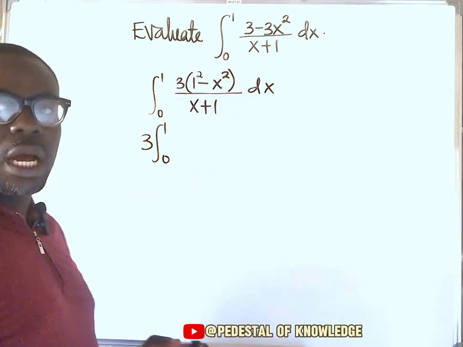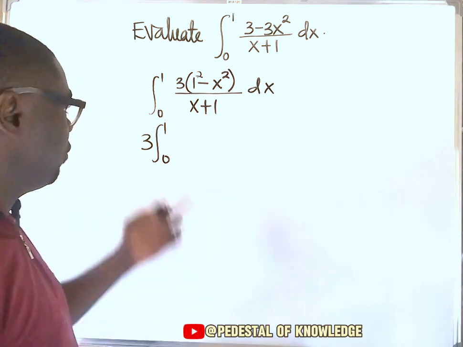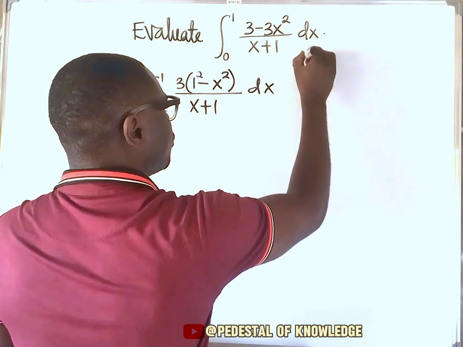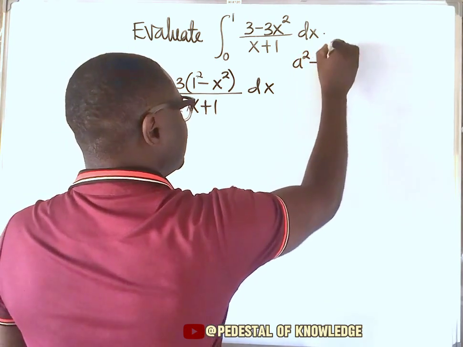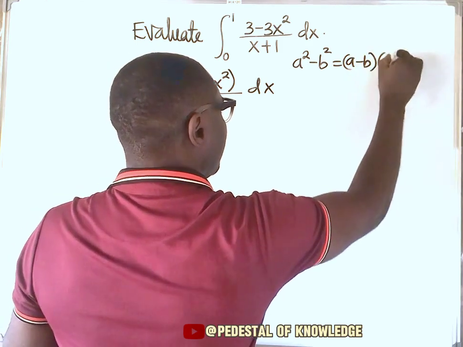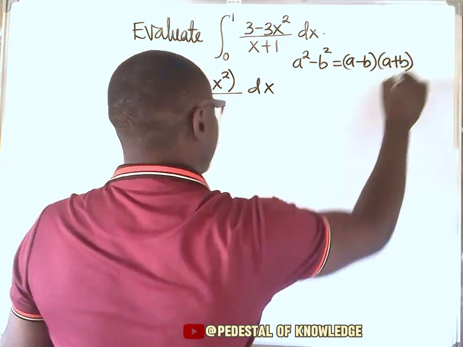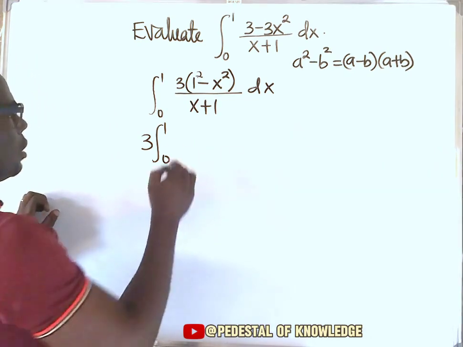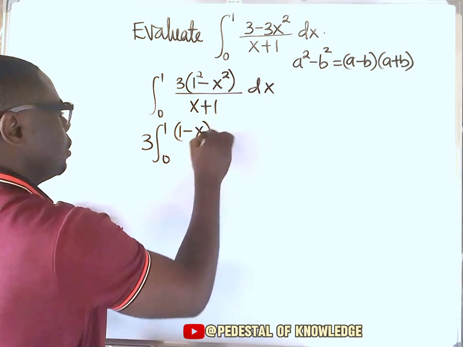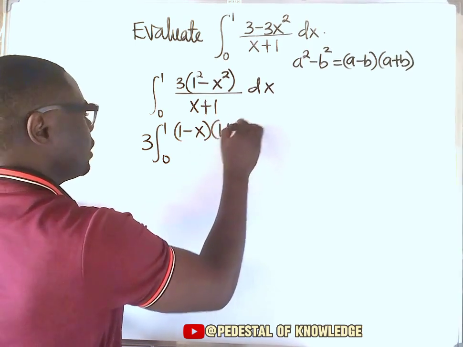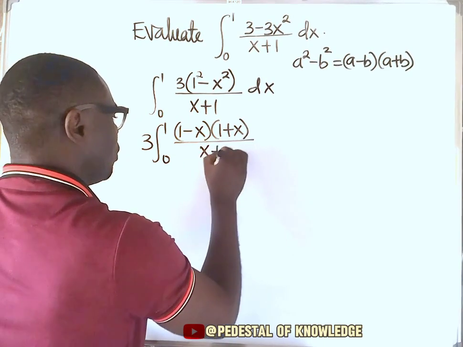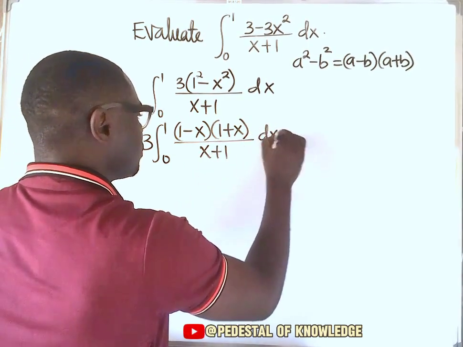So we're going to apply the difference of two squares to evaluate that. The difference of two squares says that a squared minus b squared is the same thing as a minus b into a plus b. So now this is 1 minus x into 1 plus x, then divided by x plus 1 dx.